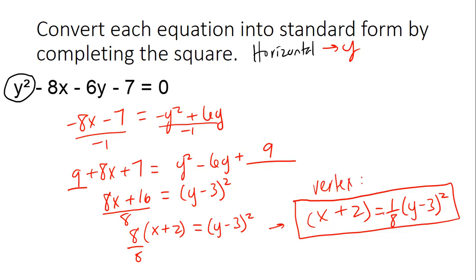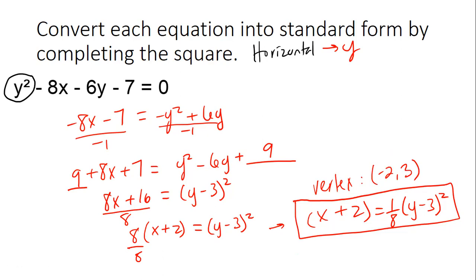Okay. So your vertex is what? -2, 3. It's always your h is with your x. Okay. Your k is with your y. So we have -2, 3. And then you can find your C, your focus, your directrix.